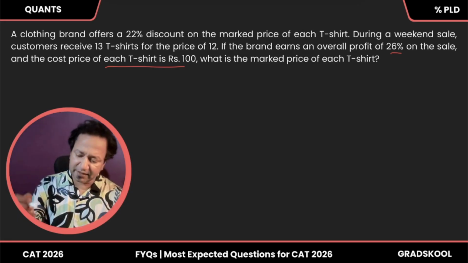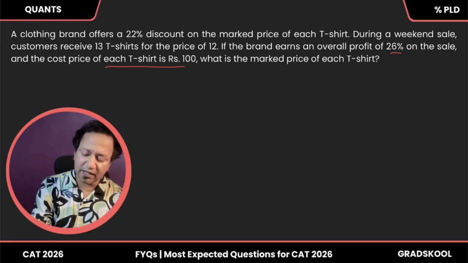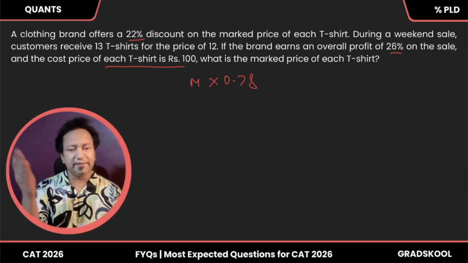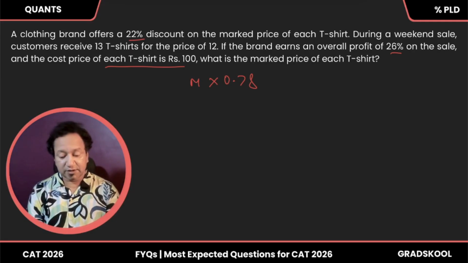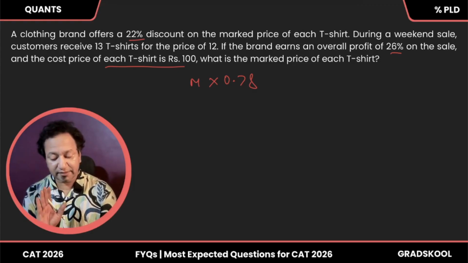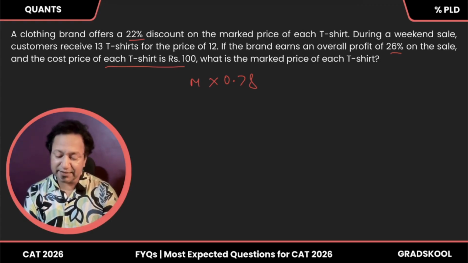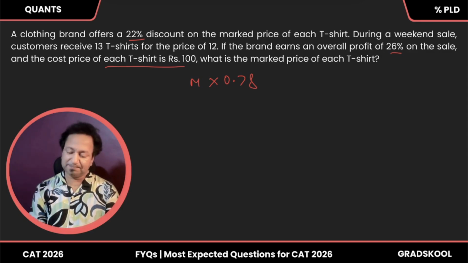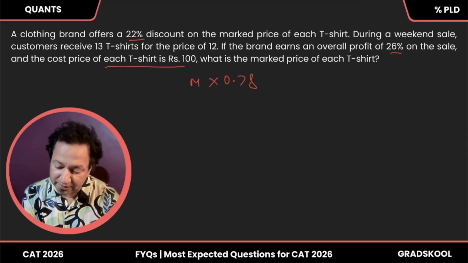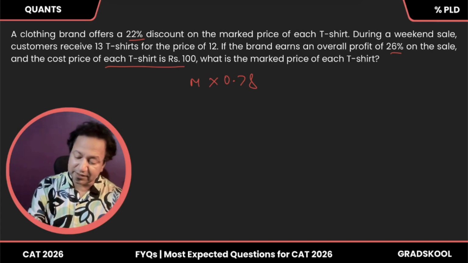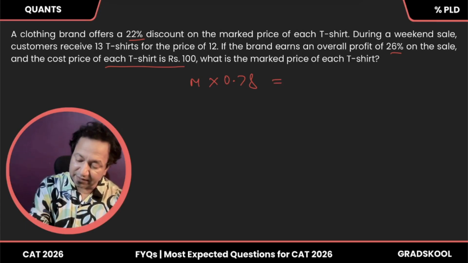Perfect. Let me assume the mark price to be M. If the mark price is M and there is a 22% discount, after giving the discount this becomes 0.78. Why? Because 100 minus 22 is 78%. So the selling price comes out to be M into 0.78. And this is the selling price. And also the cost price is rupees 100.